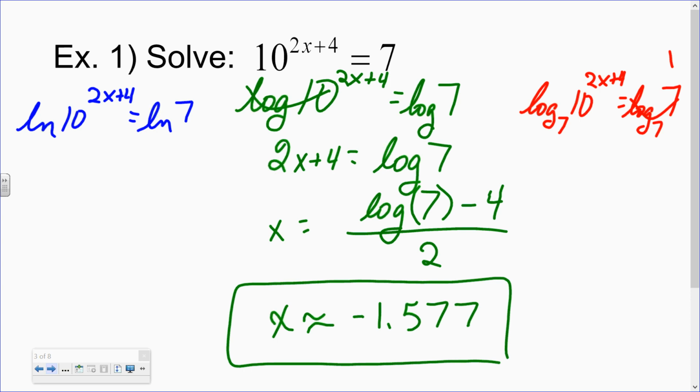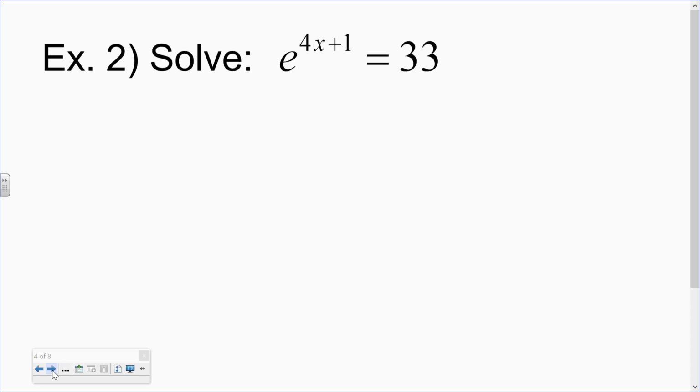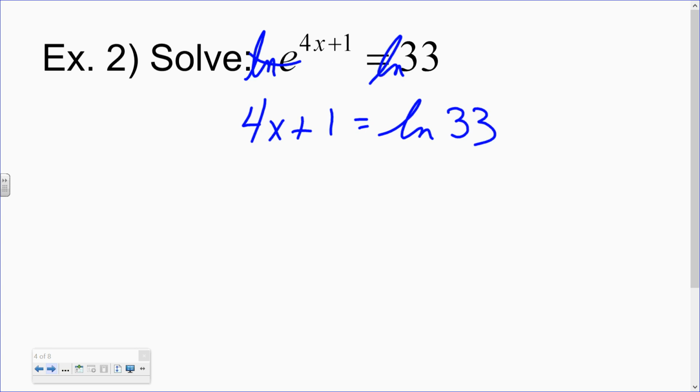So let's move on to another example. So x is part of the exponent, so this is an exponential equation. So we need to solve it by taking some sort of log of both sides. So Billy, what kind of log do you think would make sense to take on this problem? Why? So on this one, we're going to take the natural log of both sides because that will make the e go away. And we just have 4x plus 1 on the left equals the natural log of 33.